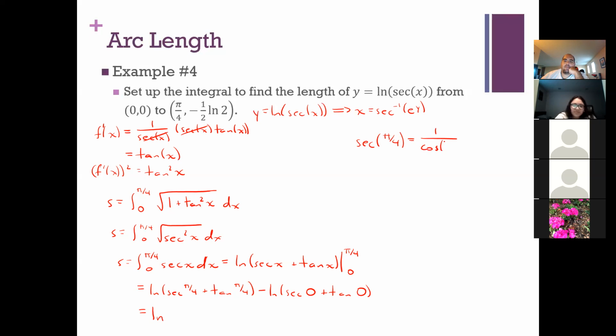Square root of 2. Right. So this is 1 over cosine pi over 4. So yeah, that ends up becoming square root of 2. So natural log of square root of 2 plus 1, minus the natural log of secant of 0 is 1. Tangent of 0 is 0. So this term goes to 0. So we just get the natural log of radical 2 plus 1.